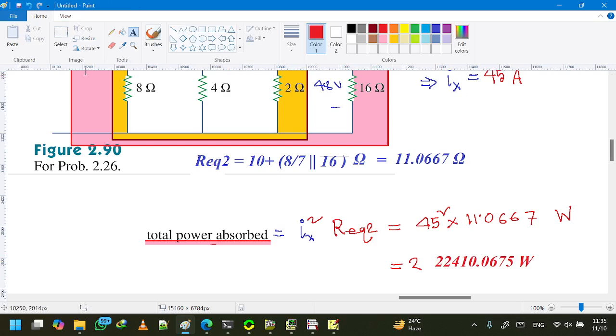So this is the answer. This is our final answer. So let me get rid of this. So this is our final answer, 22410 something watt. So this is our overall answer. This is the power absorbed.